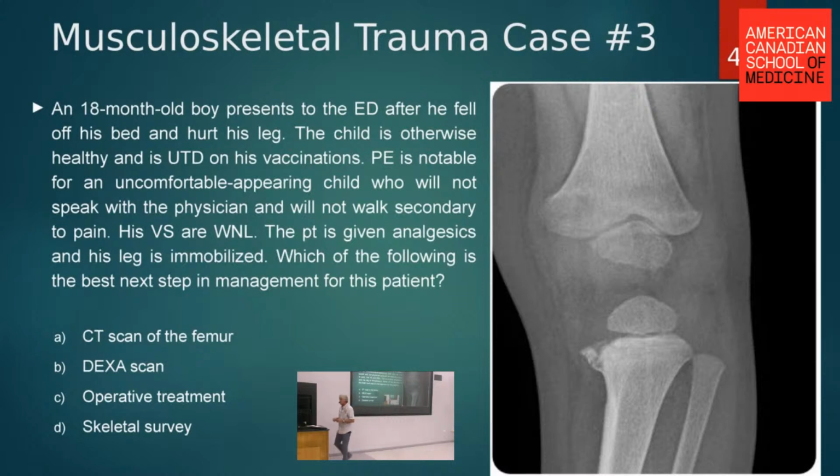So what might you want to do with this kid? Is this somebody you want to scan? You want to get a nuclear medicine scan? You want to call your orthopedic surgeon for treatment, or do you do a skeletal survey? And why would you do a skeletal survey? If you did a skeletal survey, why would you do one? He fell off the bed, so you want to check for other injuries. Is there anything about this particular injury that concerns you?